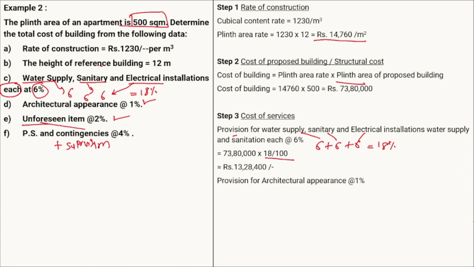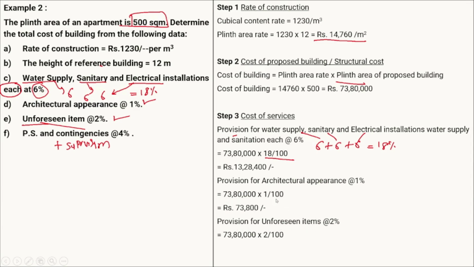So the cost of the architecture feature is given as 1%, and the cost of the unforeseen items is given as 2%. So again taking 2% of our building cost, the building cost is 7380. So 18% of the 7380, again 1% of the 7380, again 2% of the 7380.